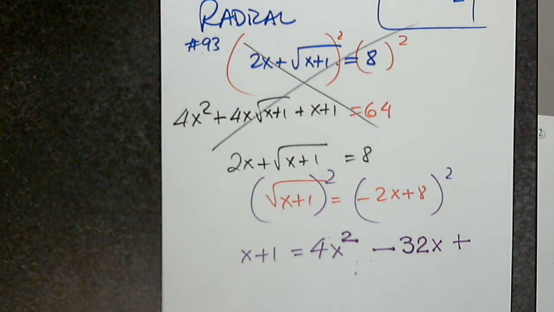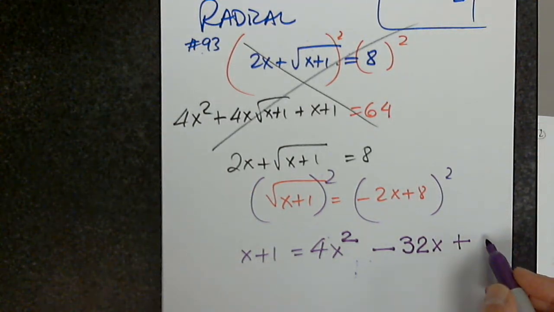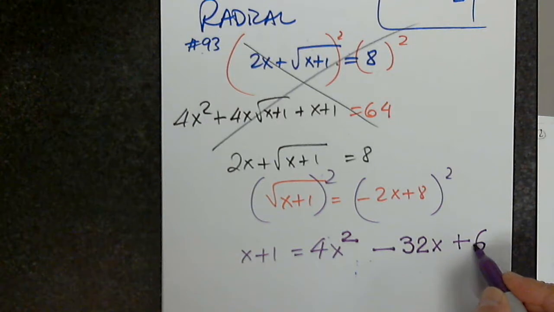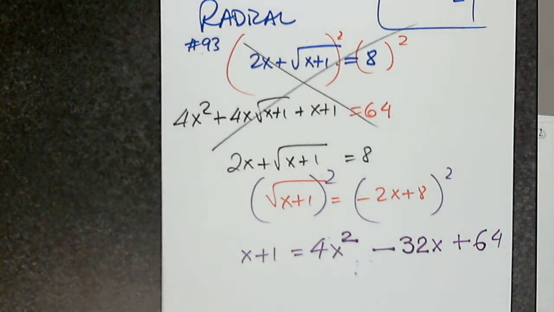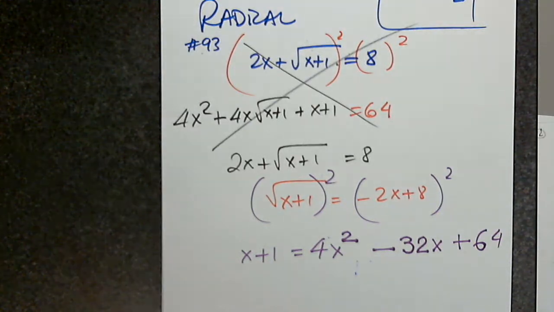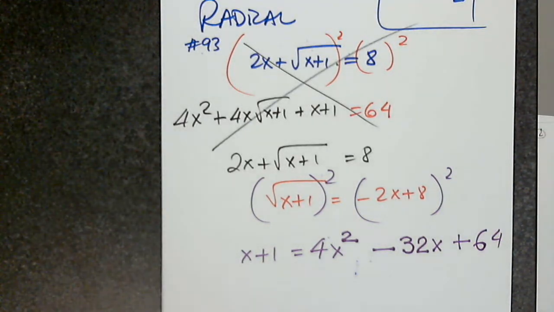X plus, the 8 squared is 64. That's it. Excellent. First term squared: 2x in parentheses squared is 4x squared. Minus 2 times the first times the second. 2 times 2 is 4. 4 times 8 is 32. X plus the second term squared, which is 64.